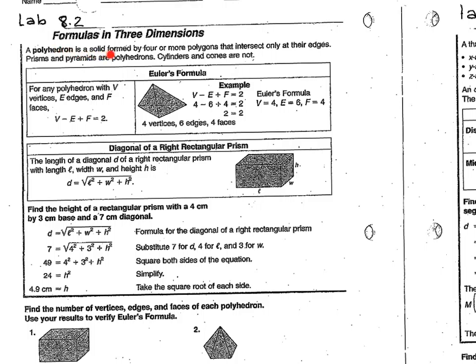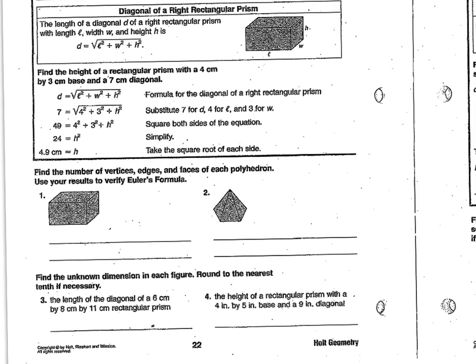A polyhedron is a solid formed by 4 or more polygons that intersect only at their edges. Prisms and pyramids are polyhedrons. Cylinders and cones are not polyhedrons. Very important. So circle that, box it, whatever you want, highlight it. Now, the way that you can check if the 3D figure is a polyhedron is with Euler's formula, okay? So we can check that.